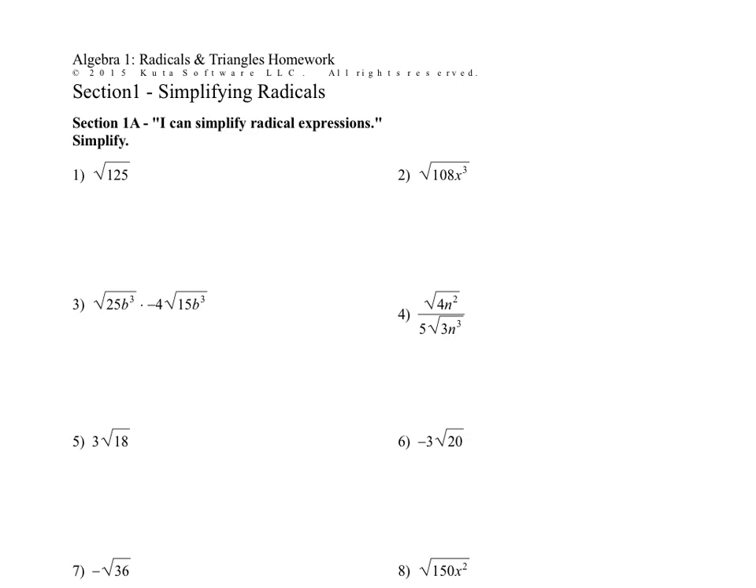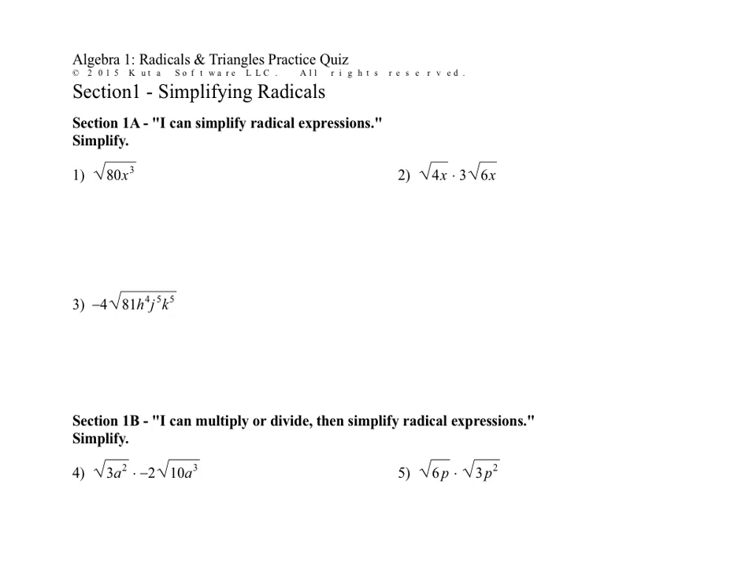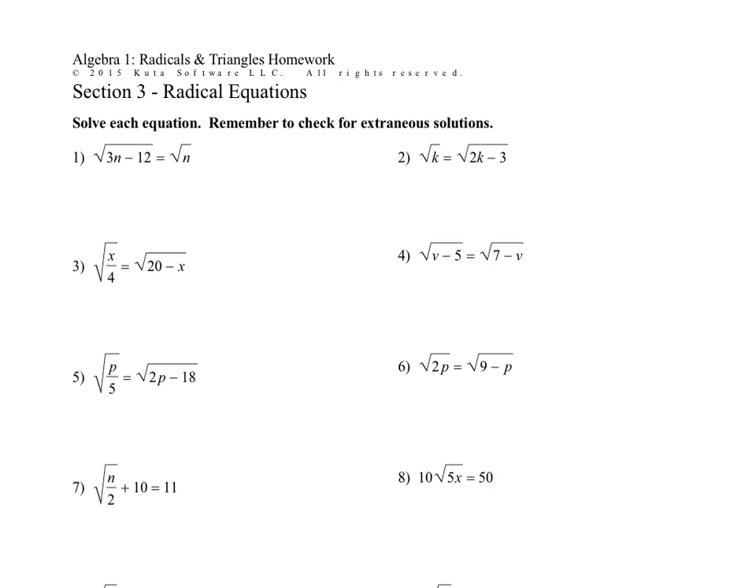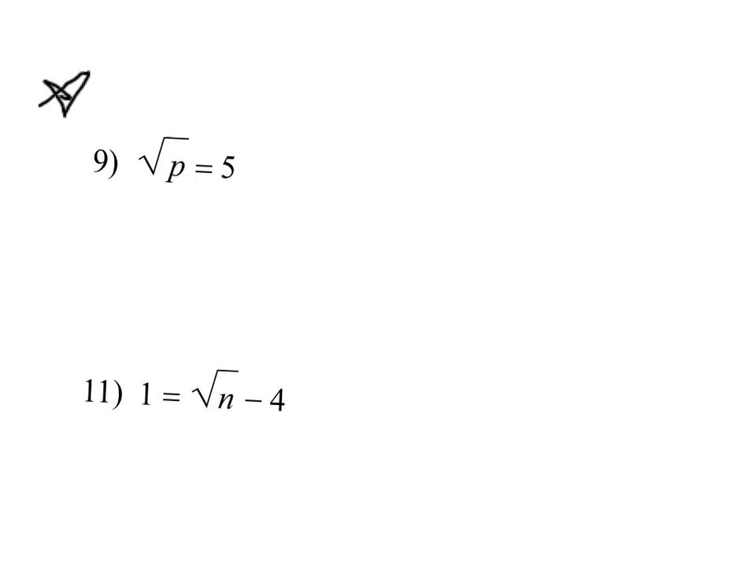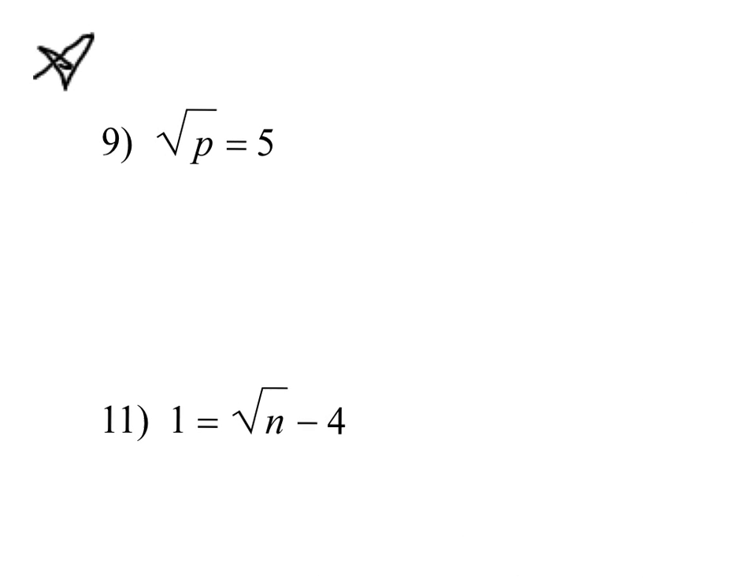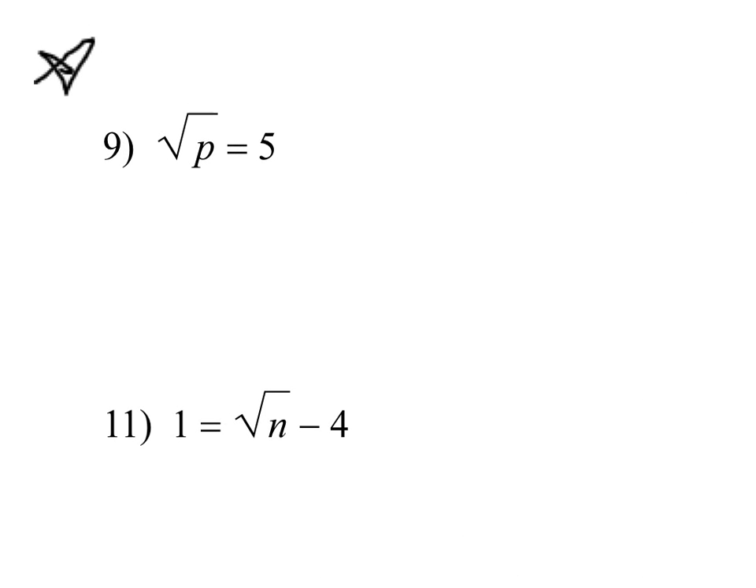Section 3, Radical Equations. We're going to start with number 9 and walk through the different types of questions that you will see. Number 9 has one root equal to a number. We will describe this one as having the root all by itself on one side of the equation.